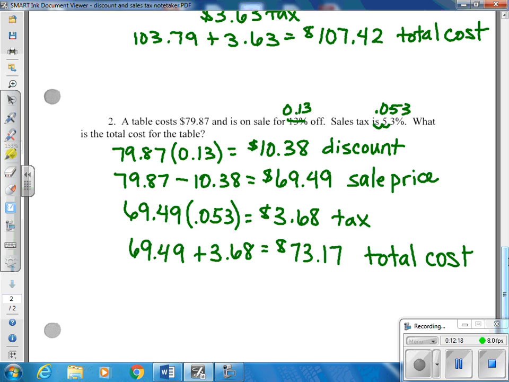Okay, so we'll practice more with this in class and get you pretty good at it to the point where hopefully you aren't making those mistakes.